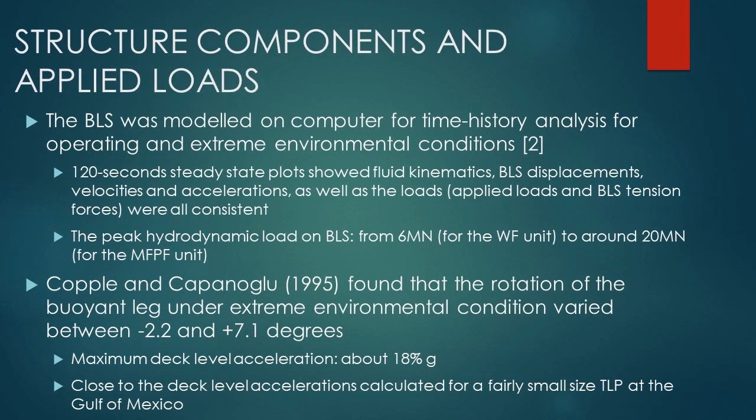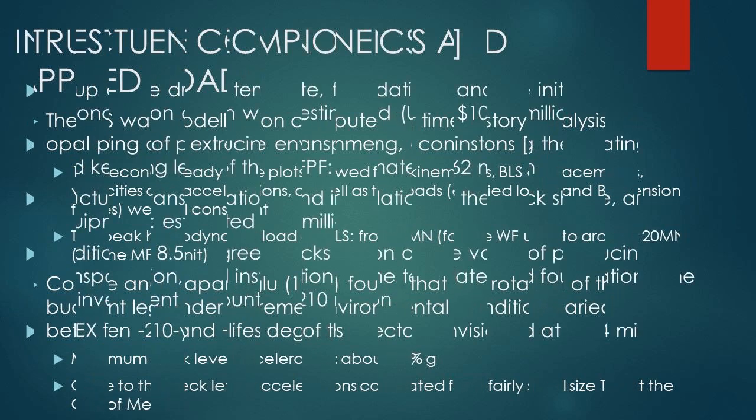The peak hydrodynamic load on BLS ranges from 6 meganewtons for the WF unit to around 20 meganewtons for the MFPF unit. In 1995 Koppel and Kapanoglu found that the rotation of the buoyant leg under extreme environmental condition varied between -2.2 and +7.1 degrees with maximum deck level acceleration of about 18% g. This is close to the deck level accelerations calculated for a small size TLP in the Gulf of Mexico.